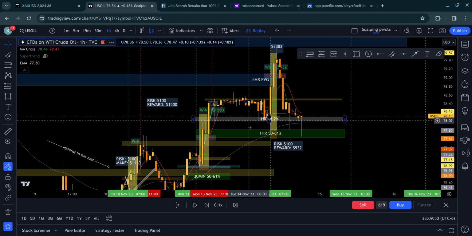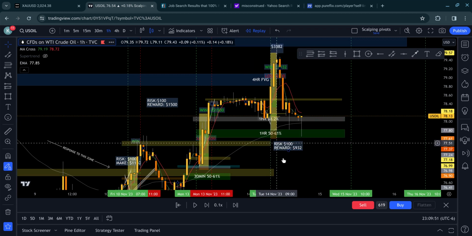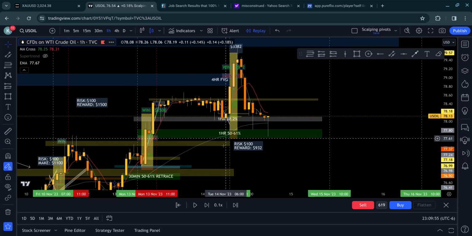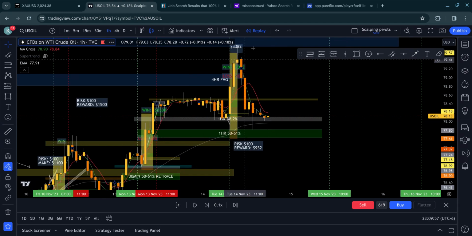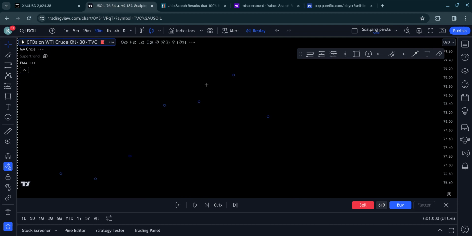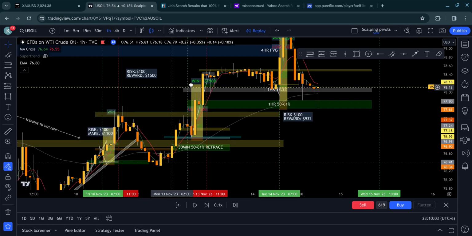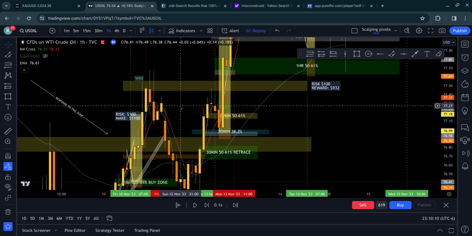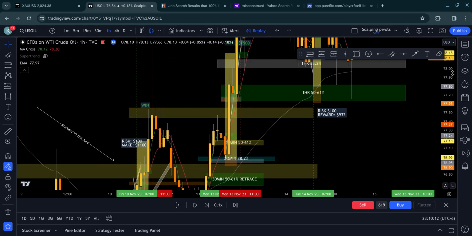38.2. We did get a reaction, but it did want to dip down into that 50%, right, on the 1 hour. And then guess what? After it tapped into that 50%, 50 to 61%, it took off. Same thing here. It wanted to tap into that 50%, just so happened to stop at that 30%, and took off, right?